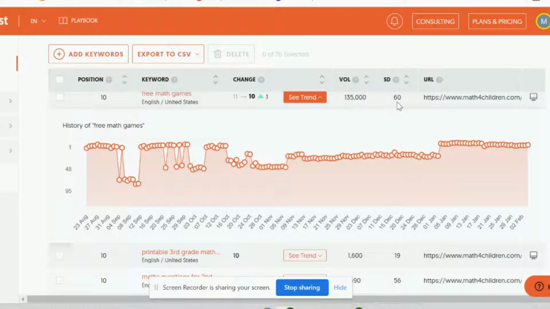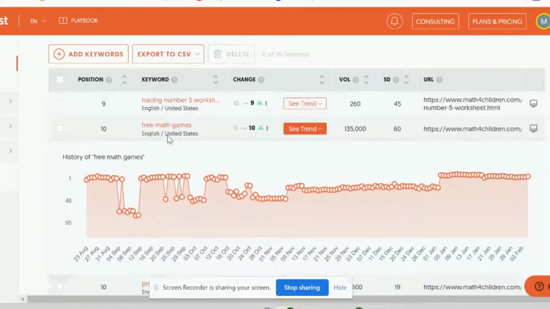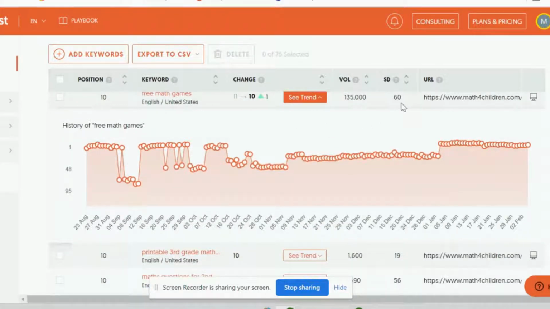So I want to use an example today of two keywords, one that has a high search volume and a high search difficulty. What this means is that it's hard to rank for this keyword, free math games, because it has a high search difficulty of 60. The closer it is to 100, the harder it is to rank for, and the closer it is to zero, the easier it is to rank for. So this keyword that I targeted has a high search difficulty. And it has a high search volume, and I'm tracking it for the location USA in this case. But globally, this keyword has over 300,000 monthly searches, which is quite high. And currently, I'm ranking in the 10th position for that keyword in the United States.